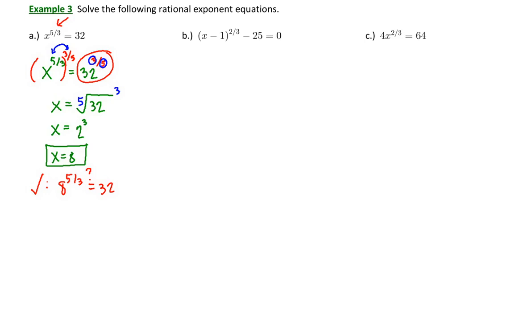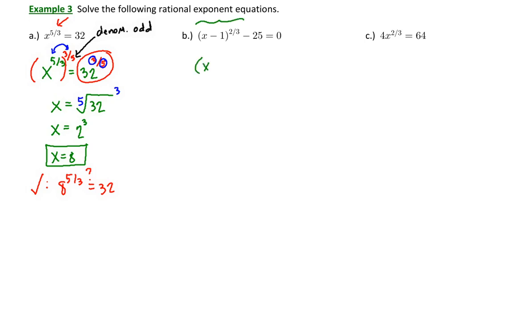Observe in this example that when we raised both sides to our rational exponent, the denominator was odd. Let's see how it's different if our denominator turns out to be even. On the next example, we have a rational exponent equation. Before I can apply an exponent to both sides, I have to isolate this term.